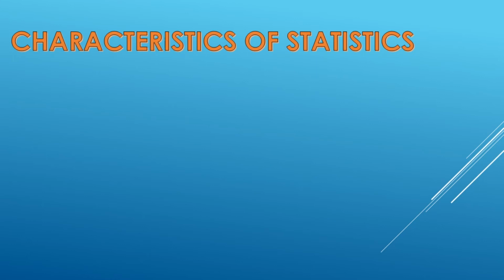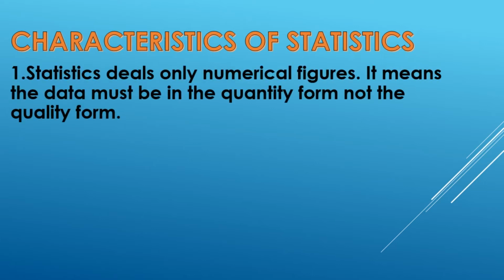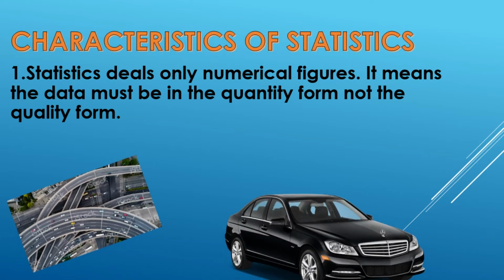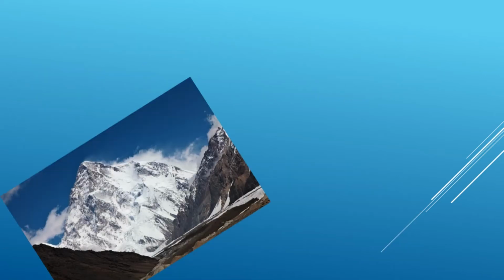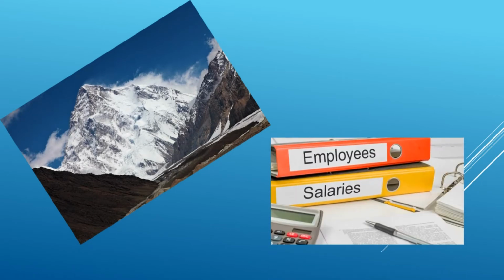Students, the next topic is the characteristics of statistics. There are a few characteristics of statistics. The first one is that it only deals with numbers. It means the data must be in quantity form, not quality form. As you can see here, the crowded road and the black car do not follow numbers, so they are not considered as statistics. While the height of a mountain and the employee's salary follow numbers, so they are perfect examples of statistics.